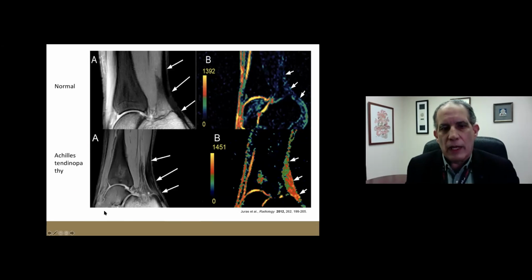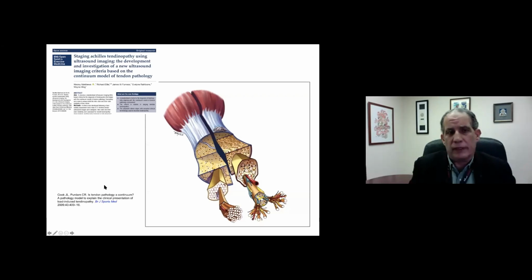Now, you see on the left-hand side, of course, a typical MRI of a normal tendon here, and a tendon that is abnormal here. This is the Achilles tendon, of course. And we use imaging all the time to visualize the tendons when appropriate. Now, this is the paper by Matthews, but the model of continuum tendon pathology was actually published by Cook and Purdam for the first time in 2009 in the British Journal of Sports Medicine.